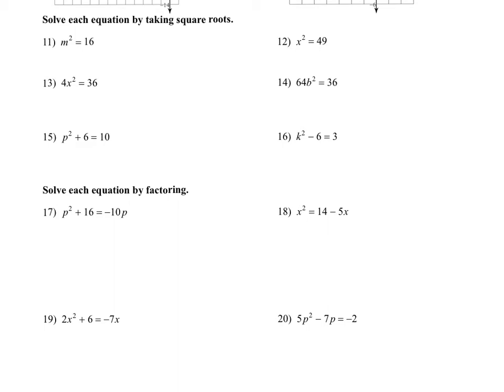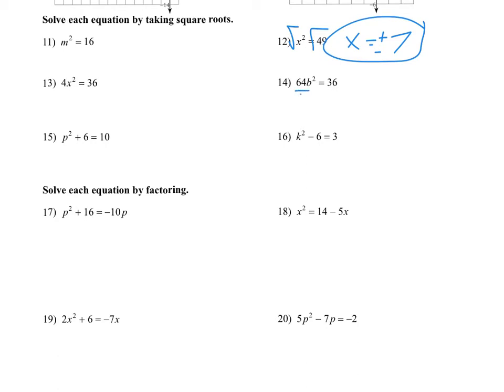Next up, we're going to solve this by taking a square root. So on number 12, I can just do that right away. And so I get the square root on the left side undoes the squared, so I get x equals. And then the square root of 49 is 7, but since I created the square root, I have to put plus or minus there. So I'm going to put my answer like that.